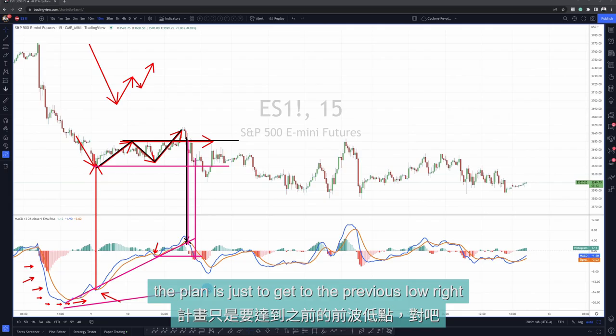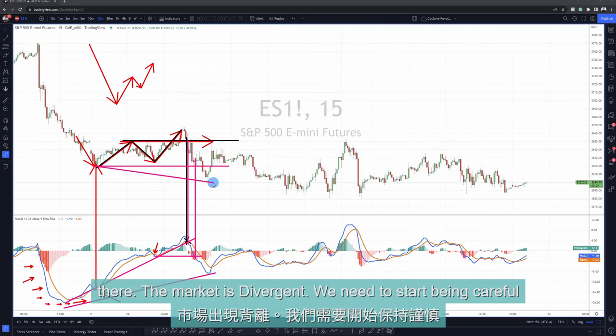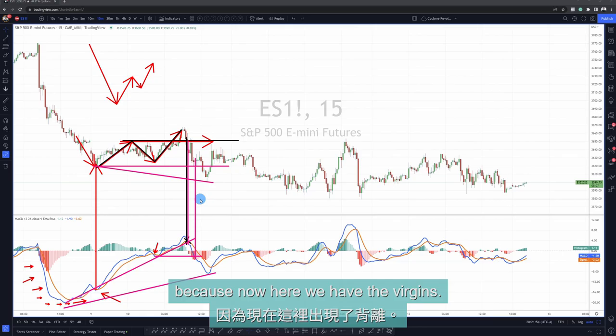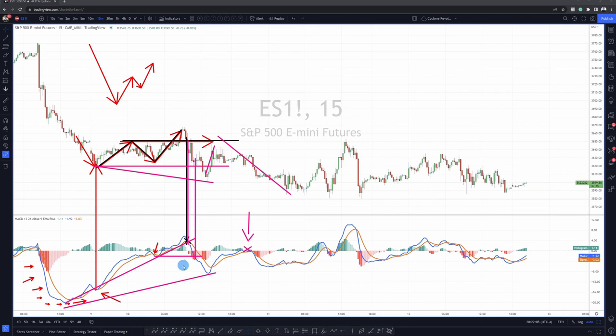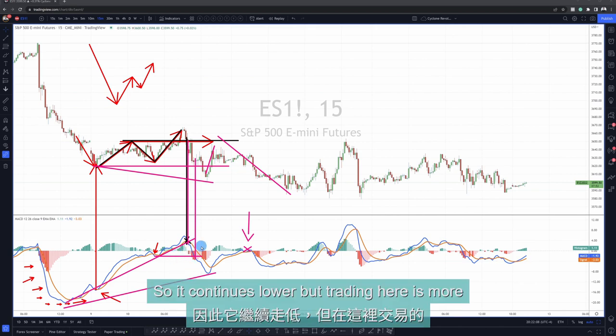Right there, the market is divergent. We need to start being careful because now here we have divergence, right? The price moves up, the MACD moves up, but fails to cross nicely to the upside. So it continues lower, but trading here is more risky because the divergence, the before-divergence trade, is already there.